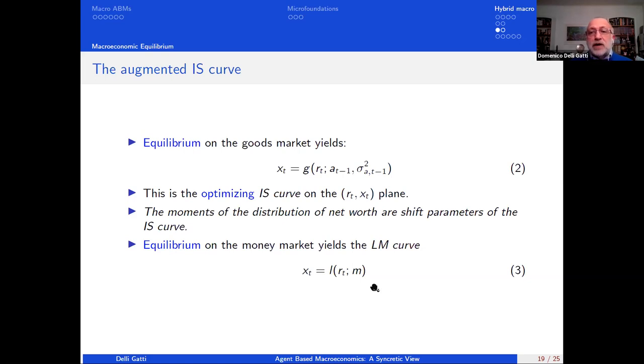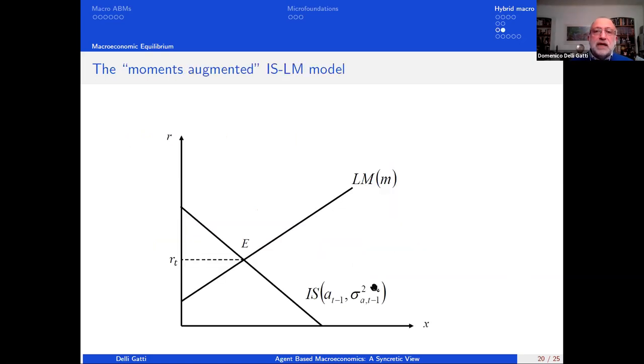We have a standard LM curve. We put together two things, and we have a moments-augmented IS-LM model. Very standard, clearly familiar to any macroeconomist. But the point is that the reduced form of this model is characterized by the presence of the moments of the distribution.